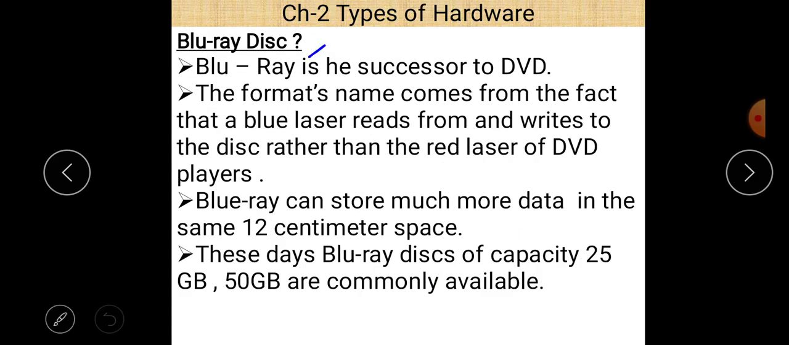Next is Blu-ray disc. Blu-ray disc is a successor of a DVD, and they can store data up to 50 GB. Most common size is 25 GB. And a red laser is used in it, while in DVD blue laser is used. In Blu-ray disc, blue laser is used, that's why they are called the Blu-ray disc, and while in DVD a red laser is used.